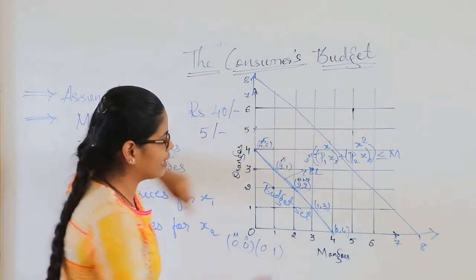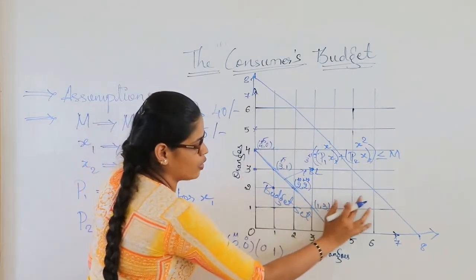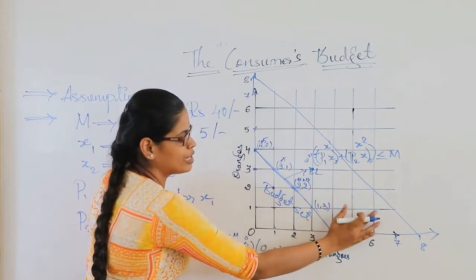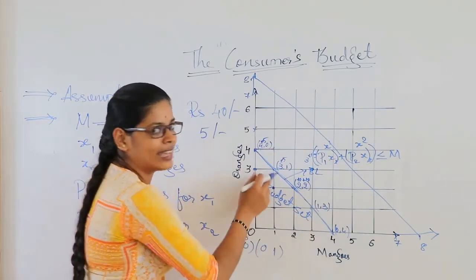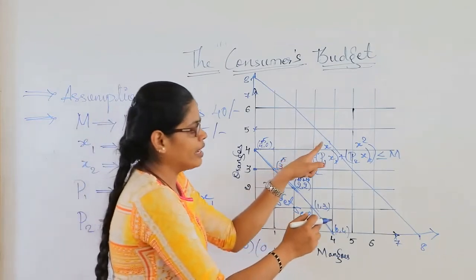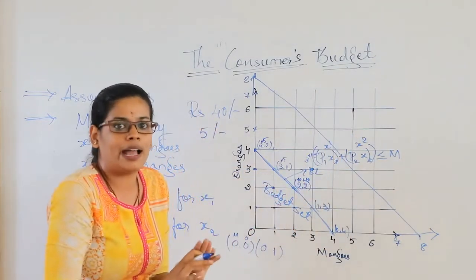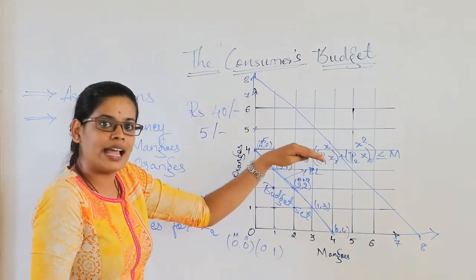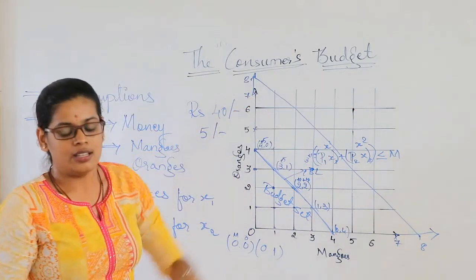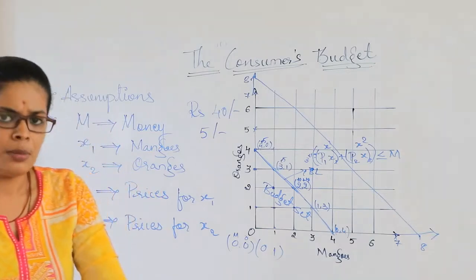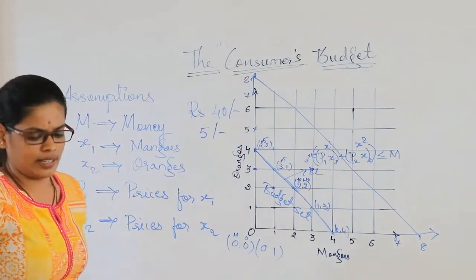Now the consumer can buy all those goods and services, all the combinations of bundles which are falling or coming under this area. And this other area is the area wherein he cannot buy any of the goods, because that's beyond his budget. So that's the budget line and the budget set.